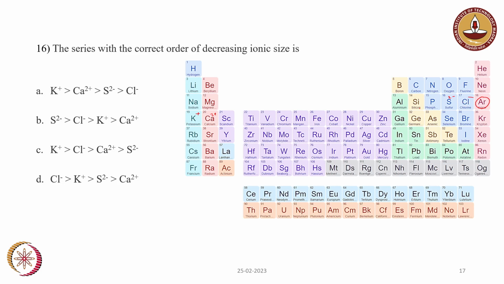Among isoelectronic species, anions have larger radius compared to neutral atoms due to low effective nuclear charge, and cations have smaller radius due to high effective nuclear charge. So we are given 4 ions: K plus, Ca2 plus, S2 minus, and Cl minus.